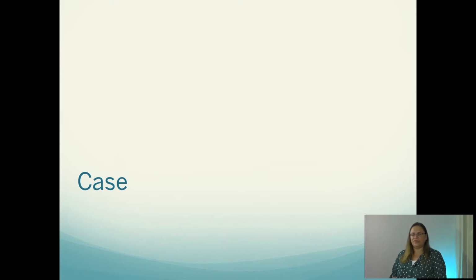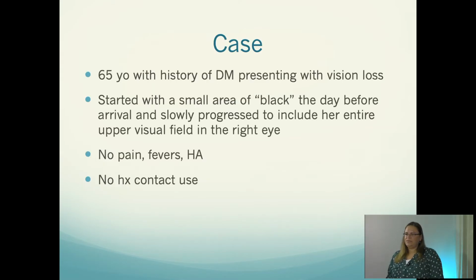All right, moving on to our next case. We have a 65-year-old with a history of diabetes presenting with vision loss. Started with a small area of black the day before arrival and slowly progressed to include her entire field of vision in the right eye. There's no pain, no fevers, no headaches, and no history of contact use.